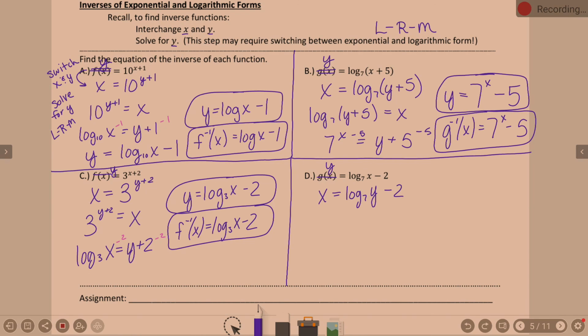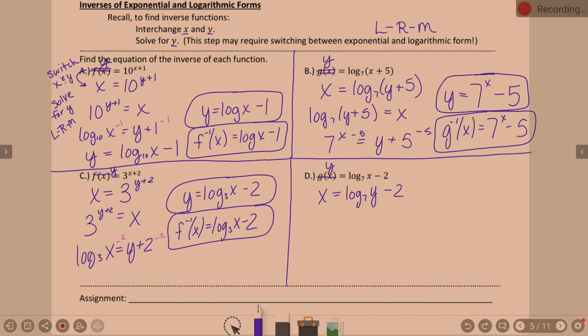I'll be curious, those of you that worked ahead, did you catch what's going on here? Okay, we have the issue that the y is in the log again. We need to get out of the log, yes? What'd you guys do at this point? I moved my x to the other side. And then I did log base 7 of x equals y minus 2.